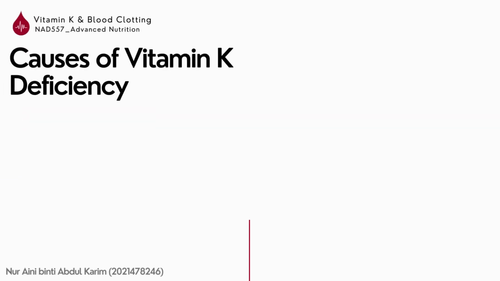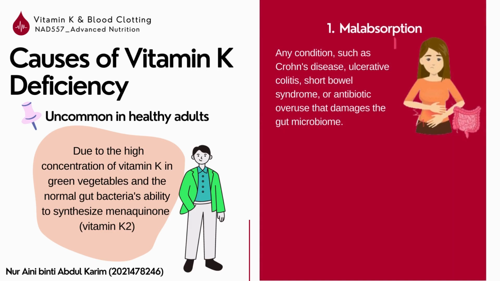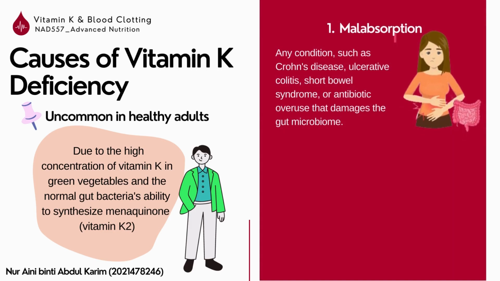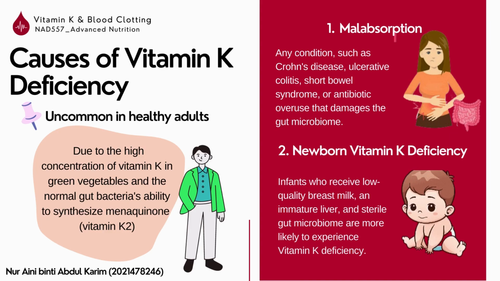Due to the high vitamin K contained in green vegetables and the capacity of the usual gut flora to produce menaquinone, vitamin K deficiencies are now uncommon in healthy adults. However, deficiency can occur with malabsorption, a condition characterized by any illness that alters the gut flora. Next, newborns with an undeveloped liver, sterile gut flora, and low-quality breast milk are more likely to be deficient in vitamin K.